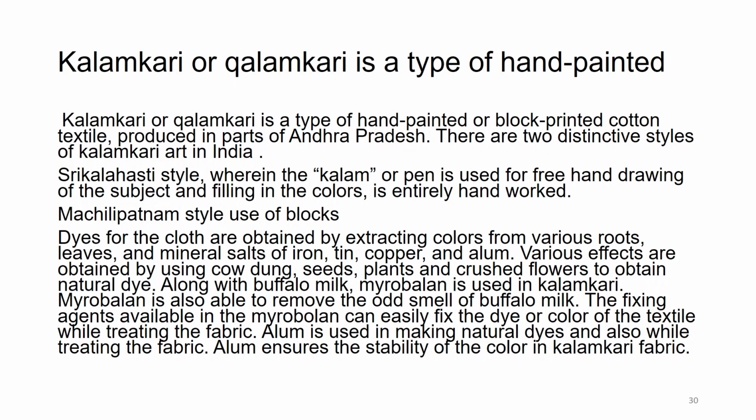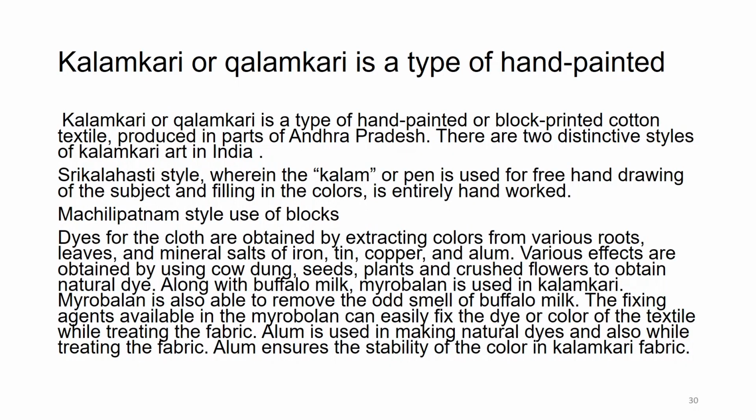The Sri Kalahasti style, wherein the kalam or pen is used for free hand drawing of the subject and filling the colors into it, is entirely hand worked. The Machilipattam style uses blocks. Dyes of the cloth are obtained by extracting colors from various roots, leaves and minerals of iron, tin, copper and alum. Various effects are obtained by using cow dung, seeds, plants and crushed flowers to obtain natural dye.